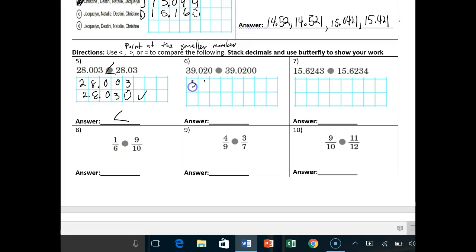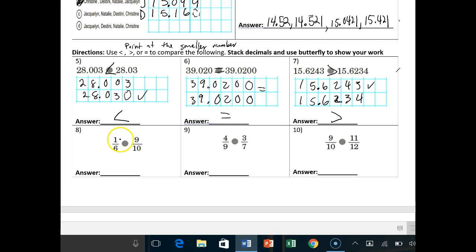39.020 versus 39.0200. Well, I just fill in a 0, and look at that, they are equal. So our answer is equal. 15.6243 versus 15.6234. So the only difference here is these guys, since this is 43 versus 34, this one's larger, so we're going to point at the 34, so greater than is our answer.